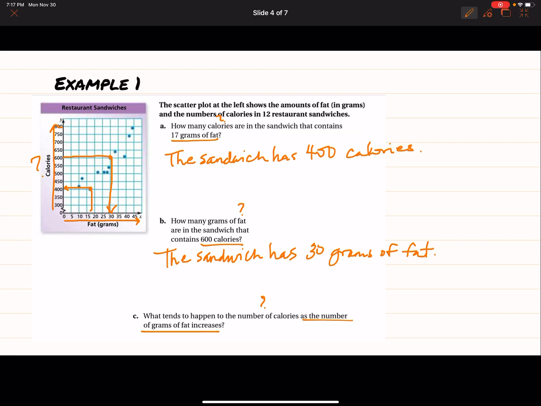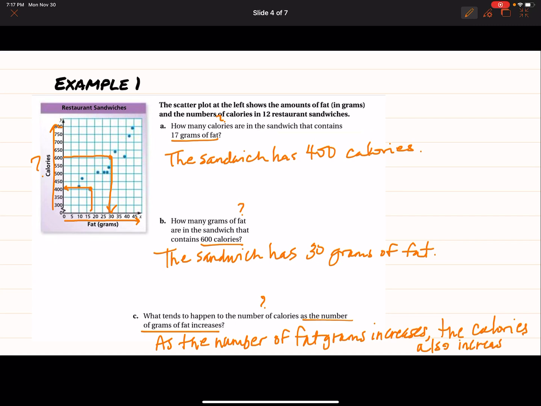So we can make the statement, as the number of fat grams increases, the calories also increase. So as our x is increasing, our y is also increasing. That's why we have an example of a positive correlation. Both variables are increasing.